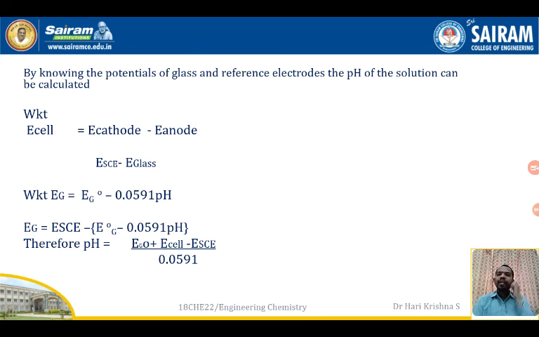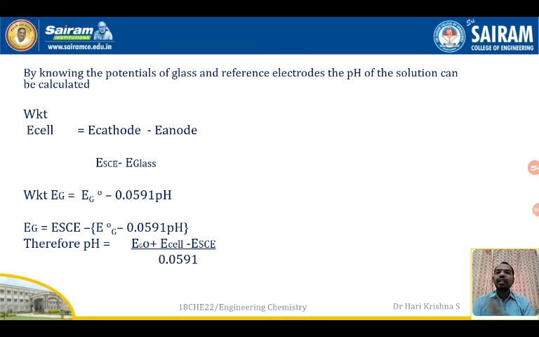Now, how do we calculate the pH? We know that E cell equals E cathode minus E anode. We have measured the potential of the solution, but we have not yet determined the pH. It is very simple. E cell equals E cathode minus E anode, where the cathode is the standard calomel electrode and the anode is the glass electrode. We know that the glass electrode potential is given by Eg equals Eg naught minus 0.0591 pH. From this equation we get the pH.